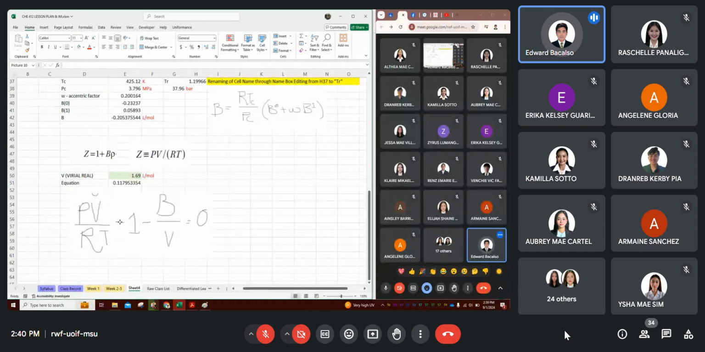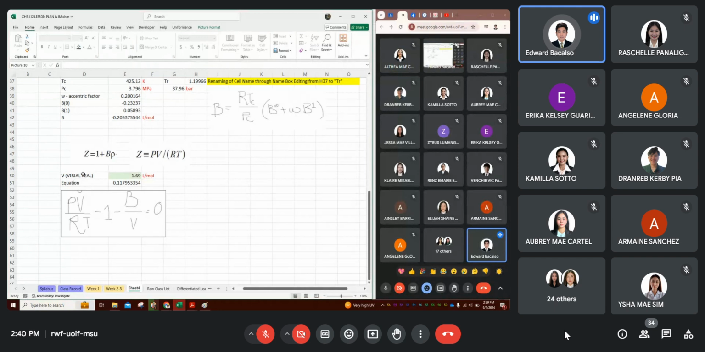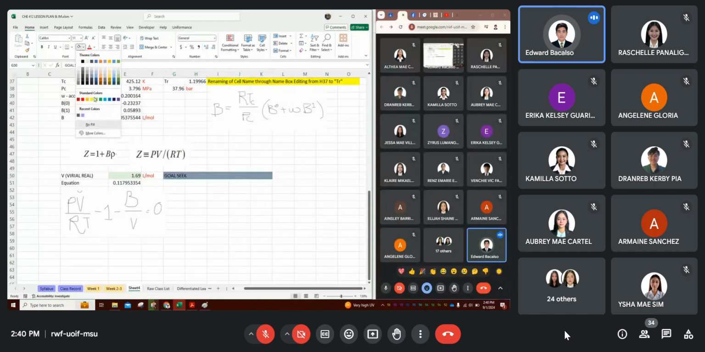So what we have to do is adjust the value of the real volume in such a way na ang equation mag-equal to 0. Kasi yun yung nasa formula. So what we have to do, dito papasok yung goal seek na function. So how do we do goal seek?